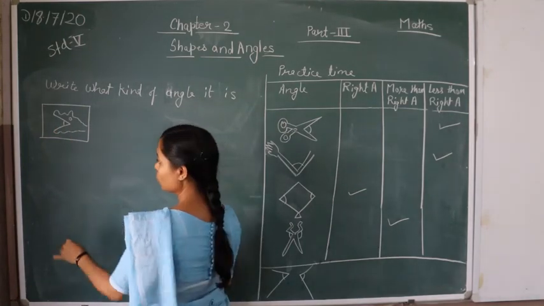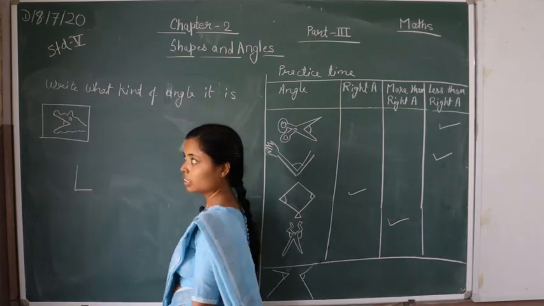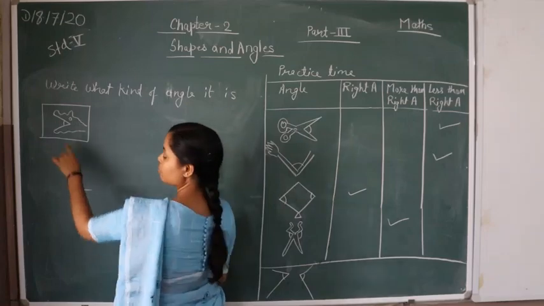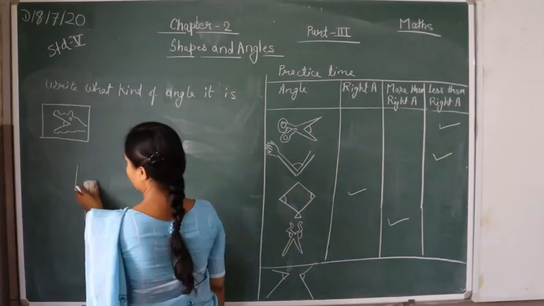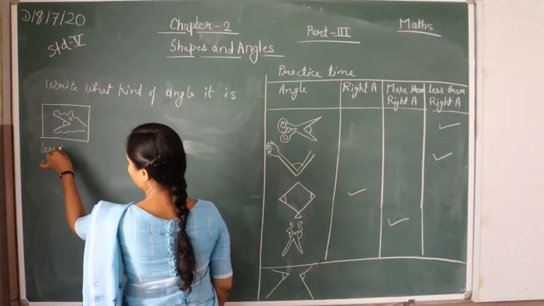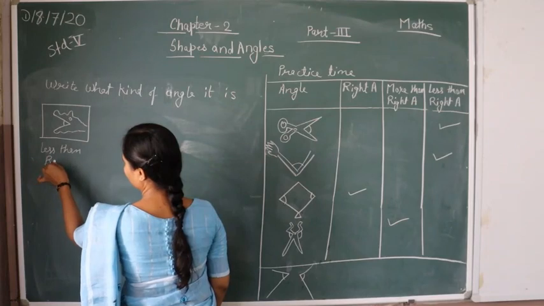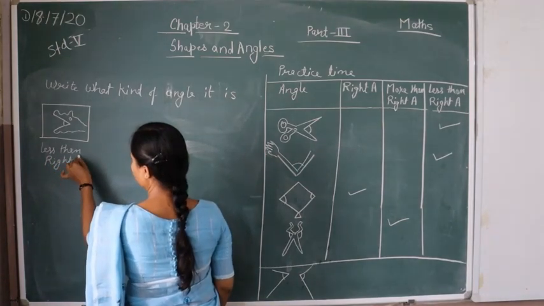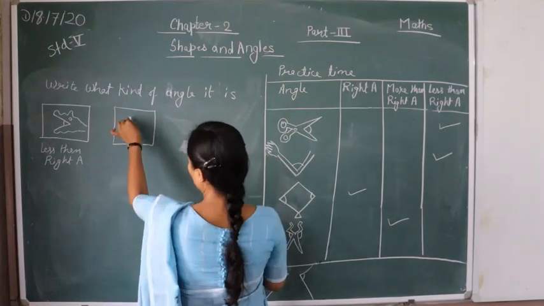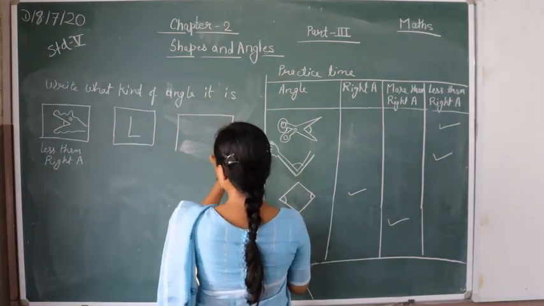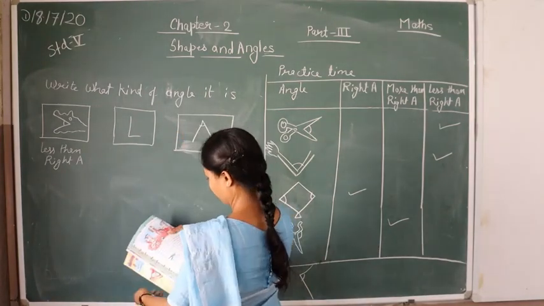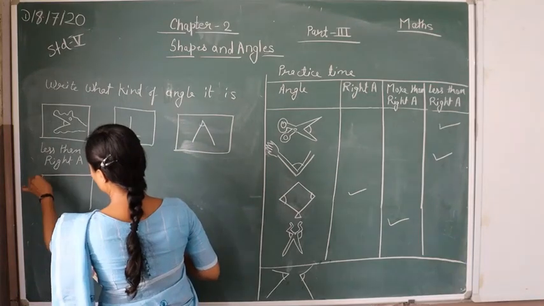Why? Because we know L makes a right angle. Is this shape like L? No. So this is less than a right angle. Okay, then I'll make some shapes. You look at them carefully and observe the angle.